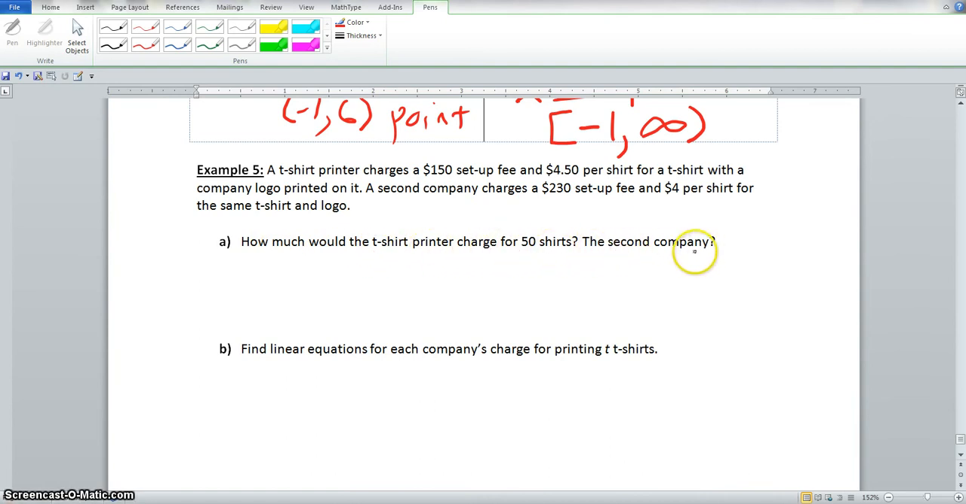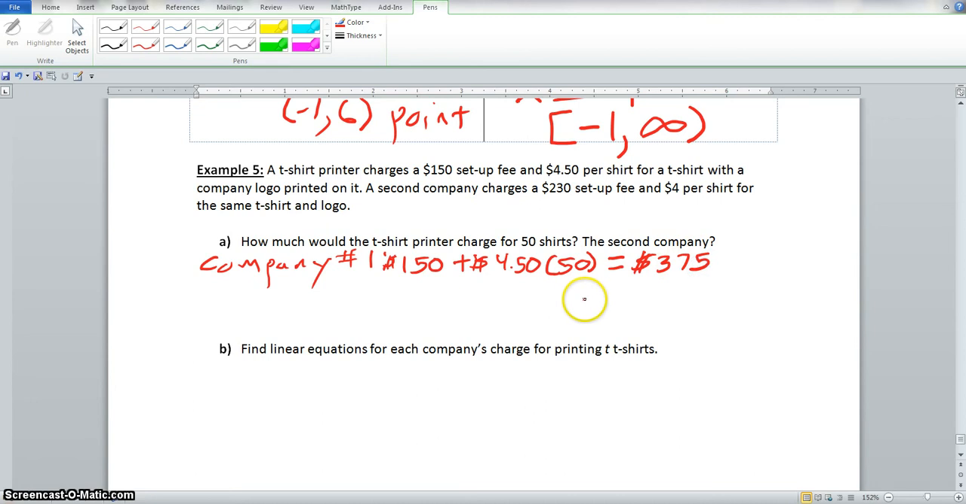Now, they also want the second company. So this is what we would do. We'll put company number 1, and we would take the $150 setup fee, plus it'll be $4.50 for each shirt, and we want to do 50 shirts. And after we put this in our calculator, we would end up with $375.